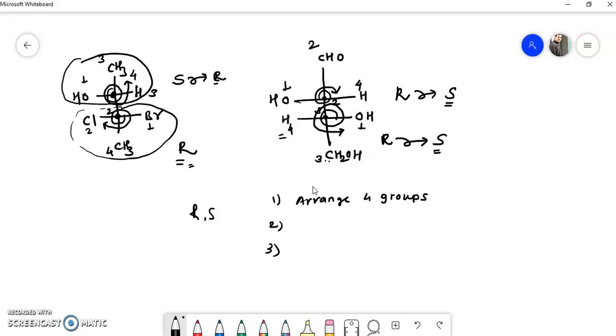So in this way, and another important rule is that the lowest priority group should always be on the vertical, and if it is not on the vertical, then that configuration changes to the opposite configuration. Okay, so this is called the conversion rule. So this is all about the RS nomenclature system. It is very simple and very important in any kind of examination.